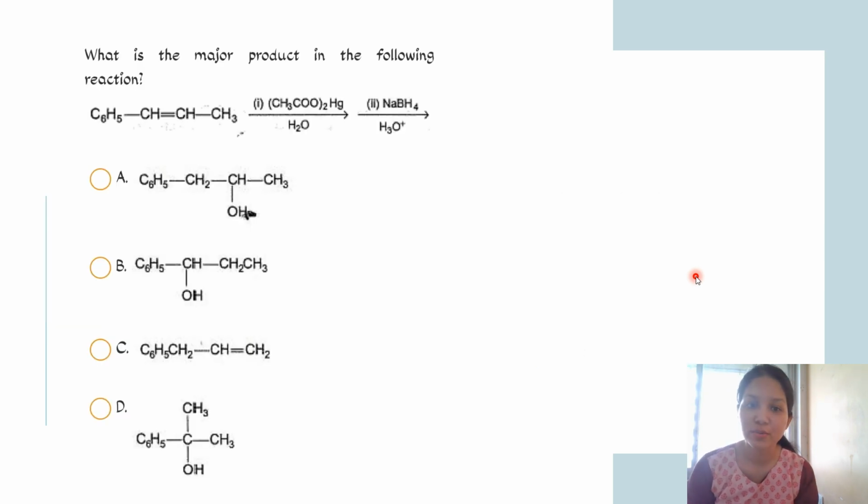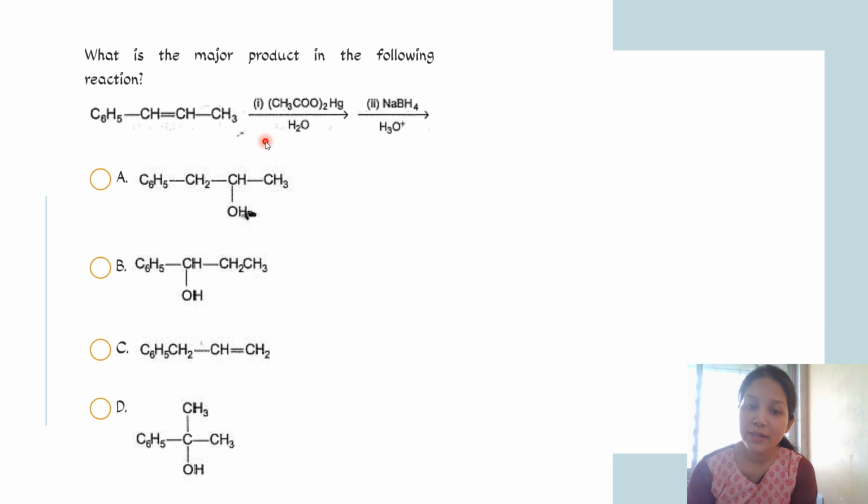So let us move to the next question. What is the major product in the following reaction? So here you are treating this alkene with this mercury compound in presence of water, and in the second step we are doing sodium borohydride reduction on the intermediate product whatever you obtain here. Okay, so the first step will be the oxymercuration demercuration step, whatever we studied in the last few tutorials. We have come across this reaction.